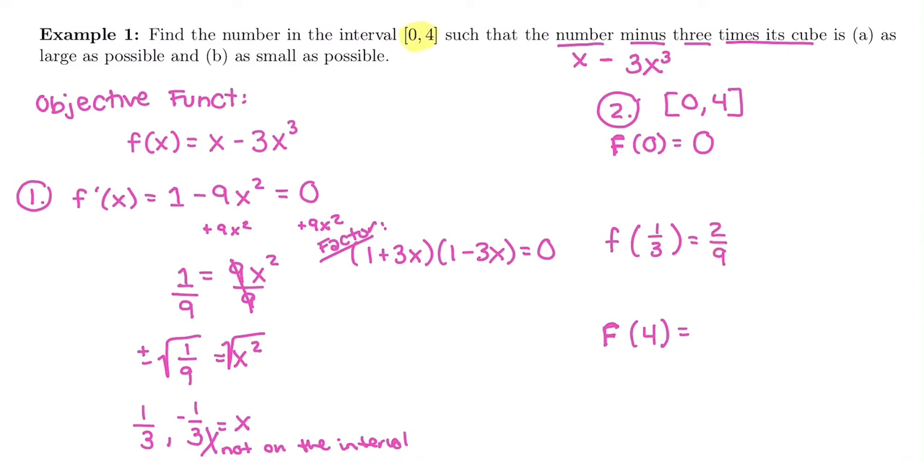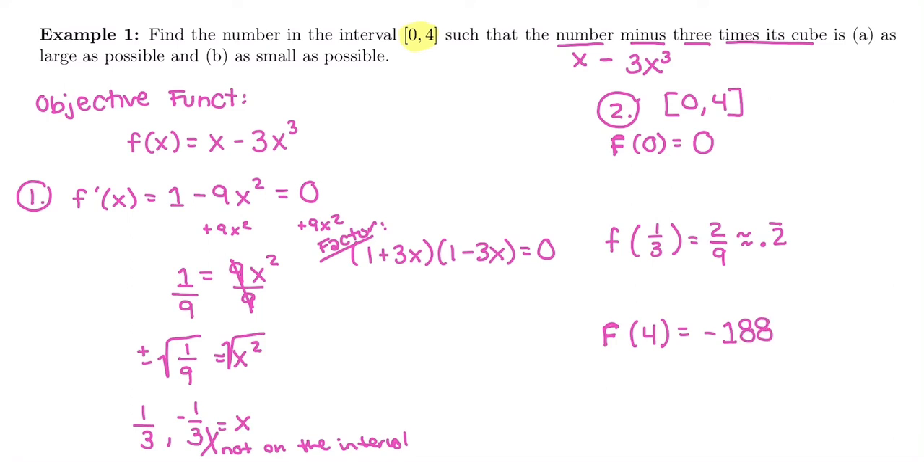I would do math, enter, enter on a graphing calculator to make it a nice fraction. And I'm also going to approximate it just so I can tell what's bigger or smaller. Sometimes it's hard to tell from a fraction. So that one's 0.2 repeating. And then if I plug in 4 into this function, 4 minus 3 times 4 cubed, that y value is negative 188.